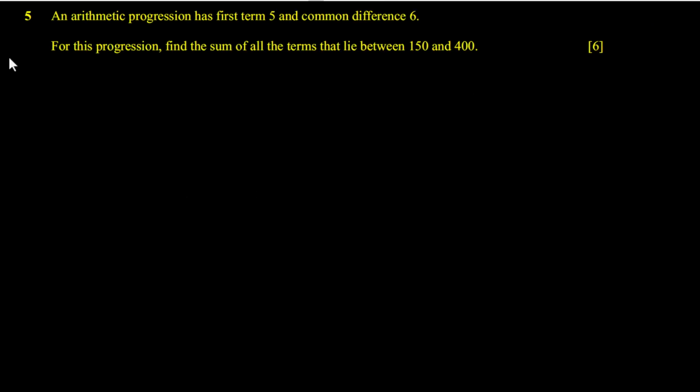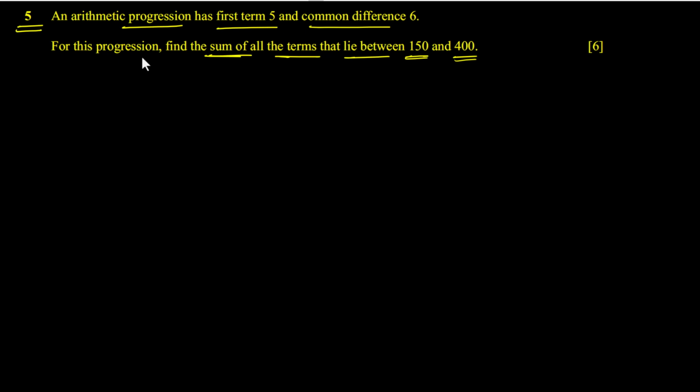Let's discuss the next part. So this is question number 5. An arithmetic progression has first term 5 and common difference 6. So for the arithmetic progression we have both pieces of information given. For this progression, find the sum of all the terms that lie between 150 and 400. First of all, we are going to find which terms are less than 150, more than 150 and less than 400, and then we can add them. So we'll calculate the n for which the first term is going to be more than 150.